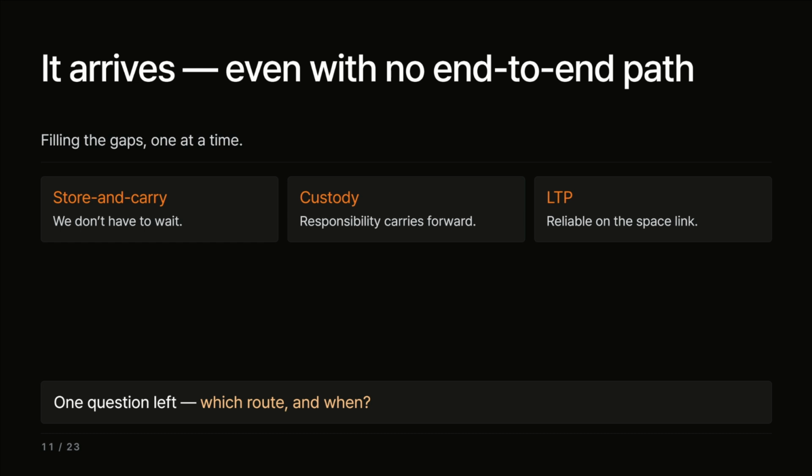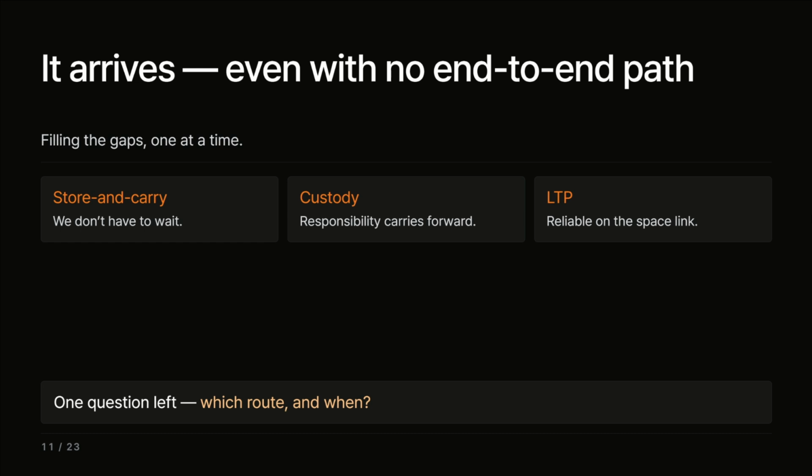So we came up with store, carry, and forward. Store, carry, and forward removes the need for the path to exist right now. Custody transfer ensures responsibility moves forward through the network. LTP provides reliable transport across extremely delayed links. So the result is that data can eventually reach its destination even when a complete end-to-end path never exists at any single moment in time. And that's the central idea behind DTN.